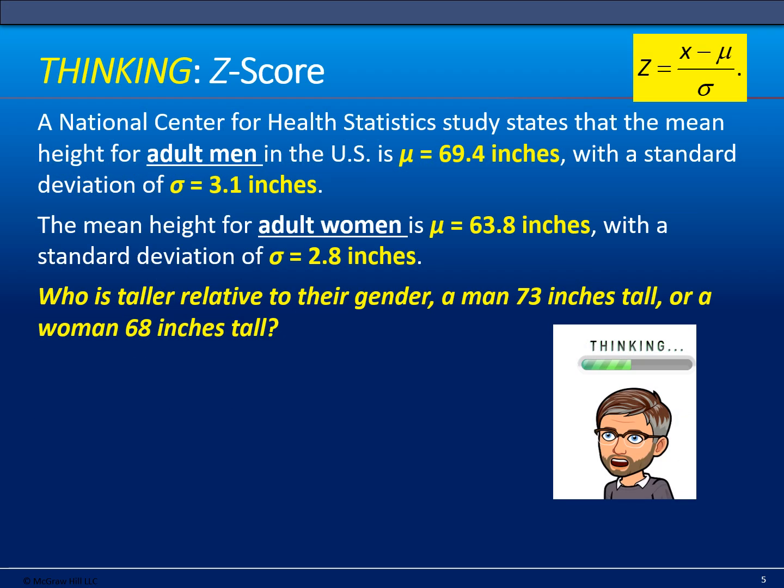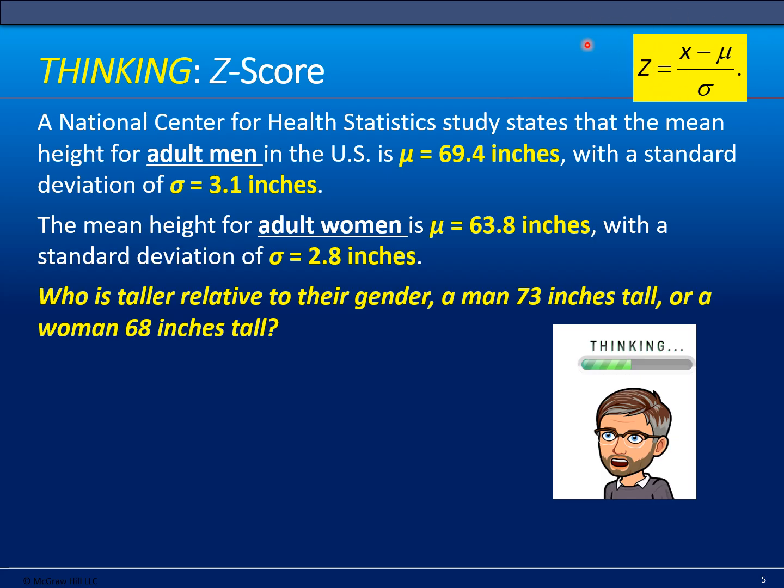So let's look at this. A National Center for Health Statistics study states that the mean height for adult men in the U.S. is 69.4, or mu equals 69.4, and the standard deviation is 3.1 inches. For adult women, the mean is 63.8, mu equals 63.8, and sigma, the standard deviation, is 2.8. So now we can use these actual data measures, 73 for men, 68 for women, to figure out who is taller relative to their gender.